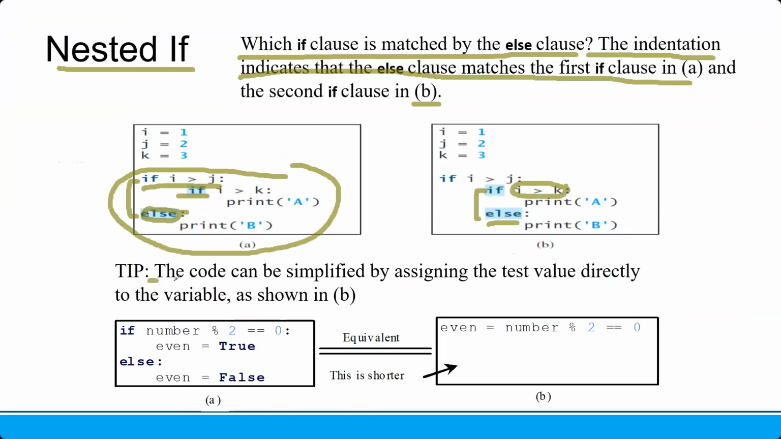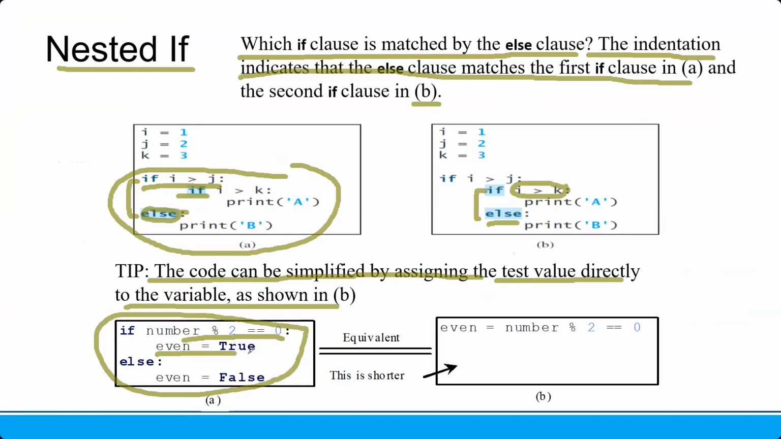Tip: the code can be simplified by assigning the test value directly to the variable, as shown in B. So let's see this one. If the number can be divided by 2, so it means the number remainder 2 equals 0, then even is true, else even is false. Instead of using this one, you can use this one. It is shorter.